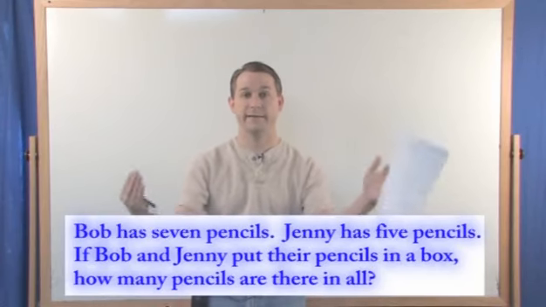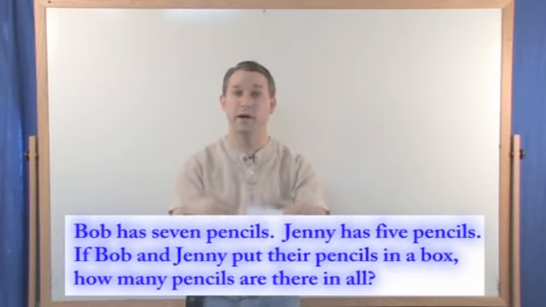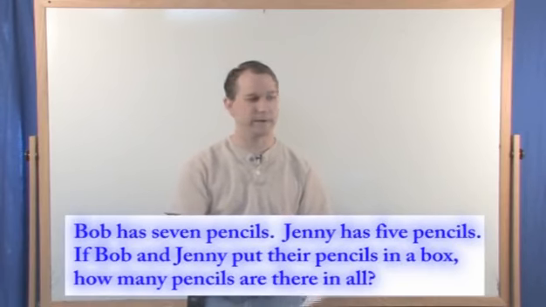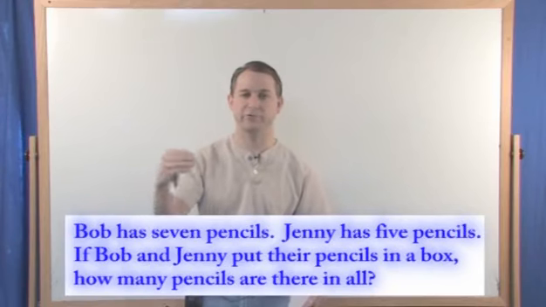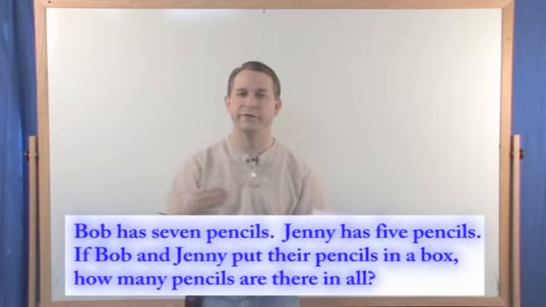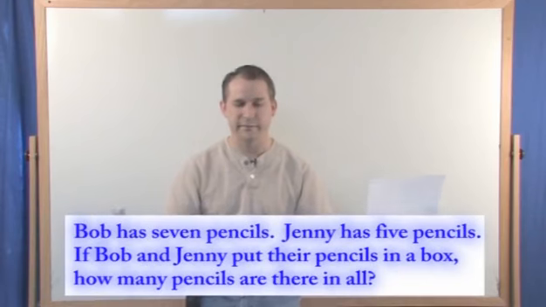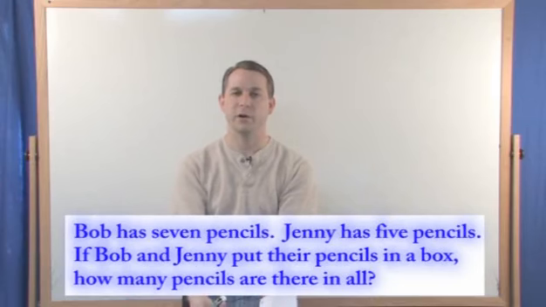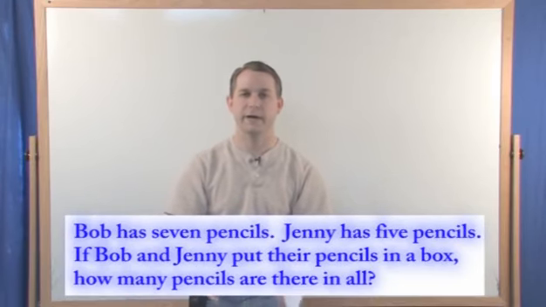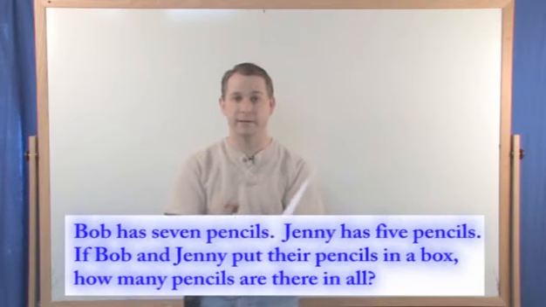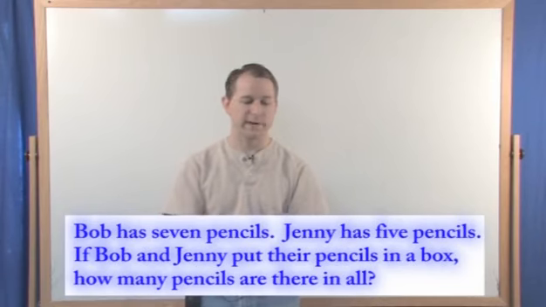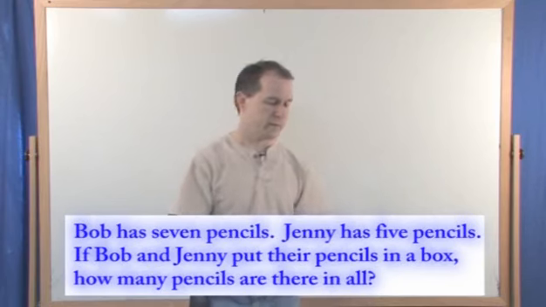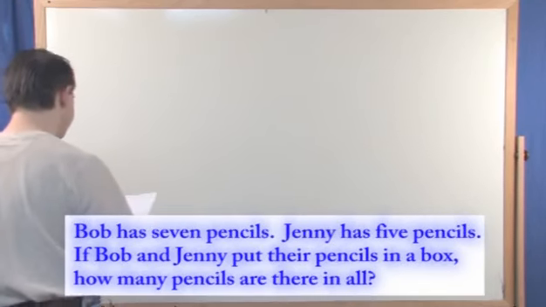So we have a box that has the total of, or the sum of, both of those sets of pencils. We have Bob's 7 pencils. We have Jenny's 5 pencils. So you see, understanding the problem, you know that you have 2 sets of pencils. You put them in a box, and now you want to know how many do you have in all. So you have to add them together. Okay, you have to take Bob's pencils plus Jenny's pencils, and that's why it says how many do you have in all. Okay. So how would we actually solve that problem?